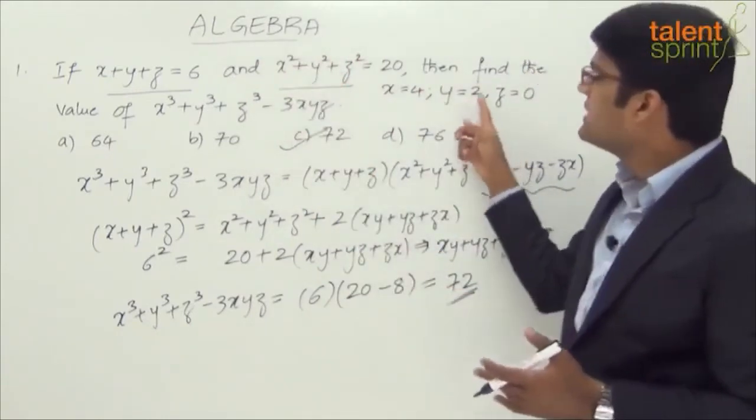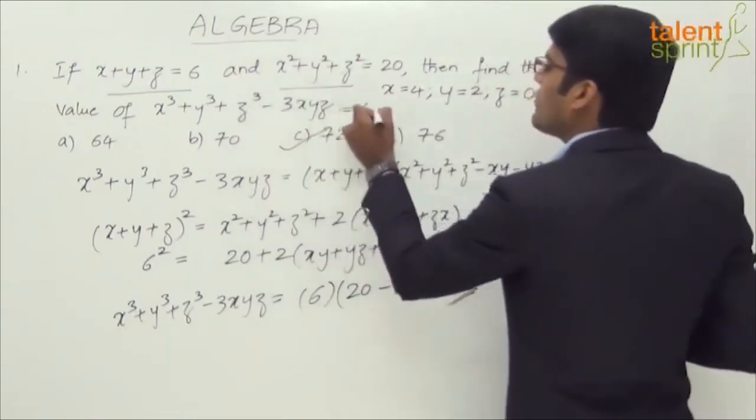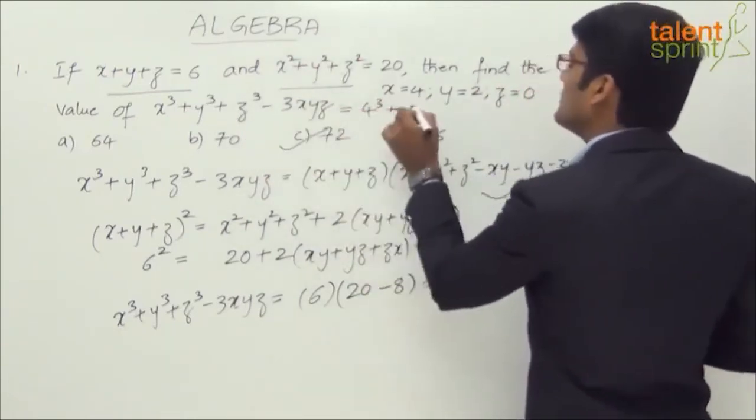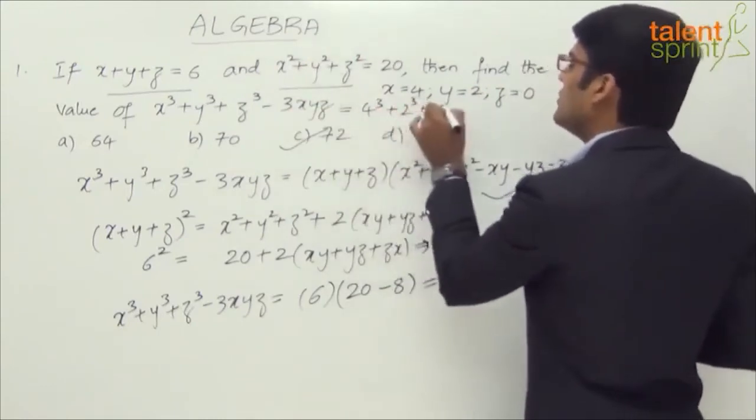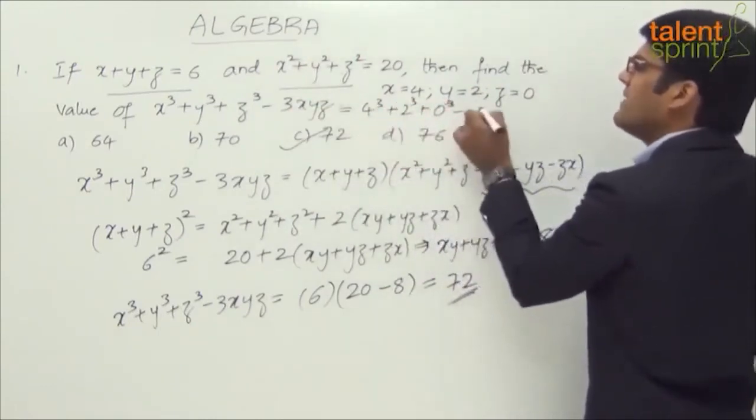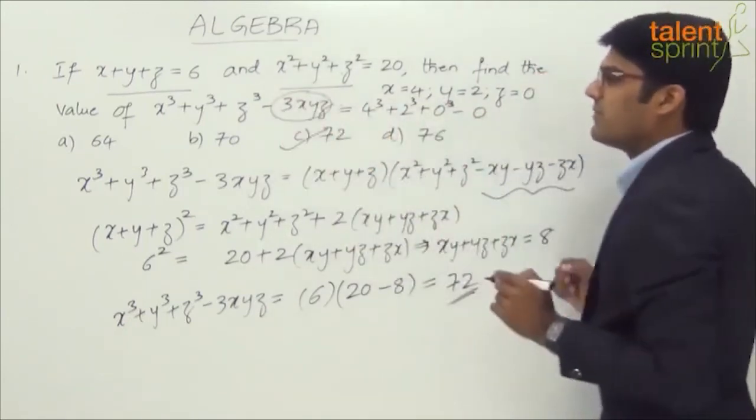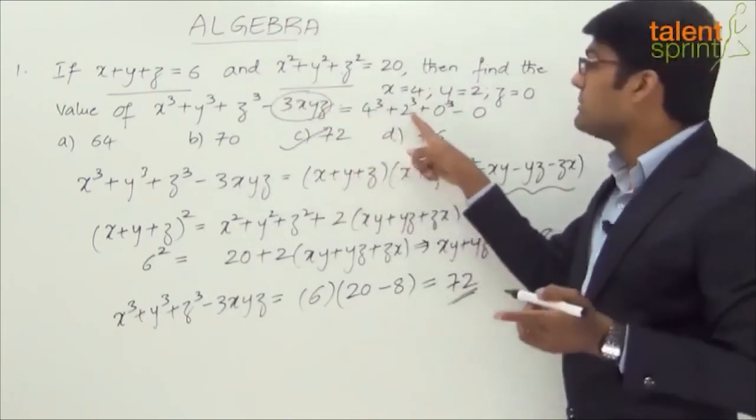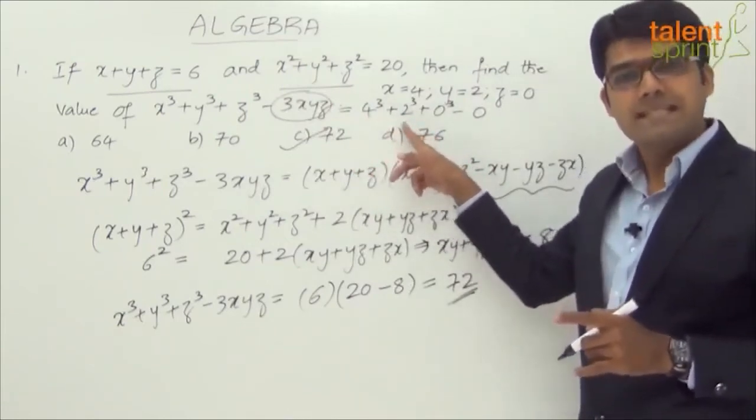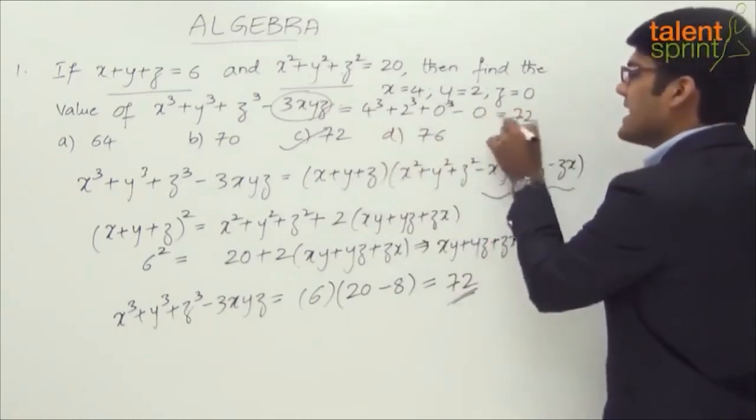Now let's substitute these values in the given equation here. x cube will be equal to 4 cube plus y cube is 2 cube, z cube is 0 cube. Minus 3 into x into y into z is anyway going to be 0. Since z is equal to 0, this complete term here becomes 0. So 4 cube is 64 plus 2 cube is 8. 64 plus 8 is 72. 72 plus 0 is equal to 72. Is that what we got earlier?